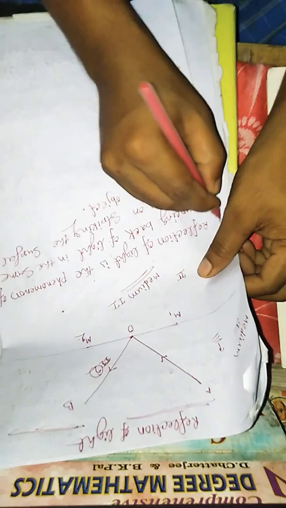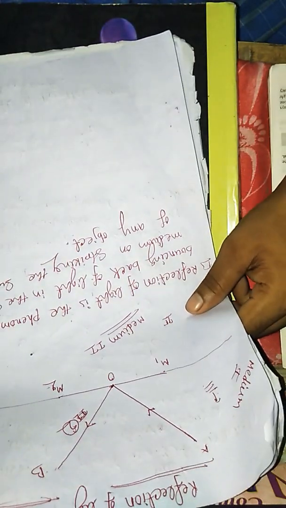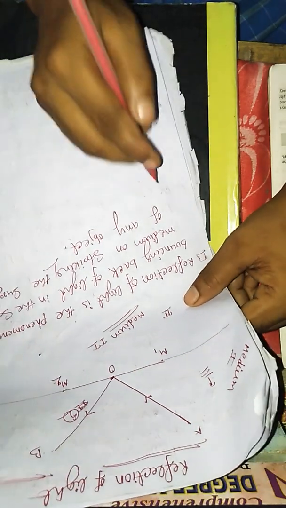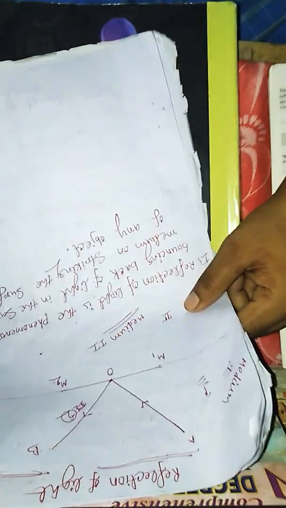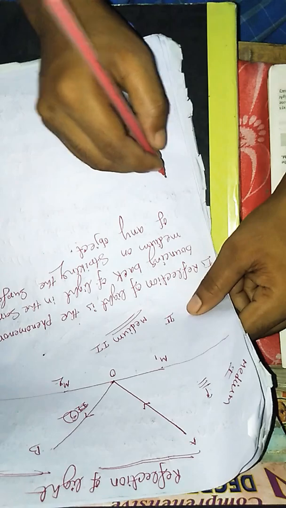This is the standard definition of reflection of light, and you can also give the general definition of reflection of light. We write now the general definition. What is the general definition of reflection of light?